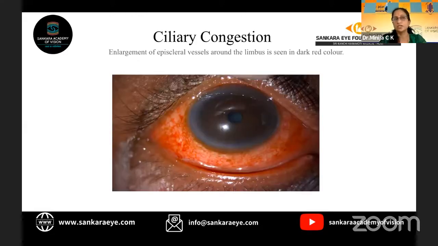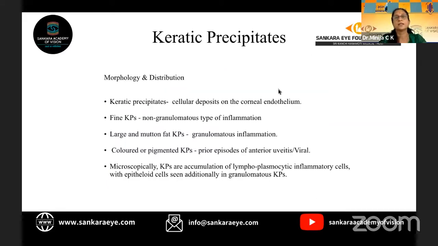Coming to each of them, the first is the ciliary congestion. Normally what you find in anterior uveitis is circumcorneal congestion, most specific to the bulbar conjunctiva and not to the palpebral conjunctiva. That gives a clue you're dealing with a case of anterior uveitis and it may not be a viral conjunctivitis. The next comes on the cornea. You have the keratic precipitates, which are very characteristic of any uveitis.